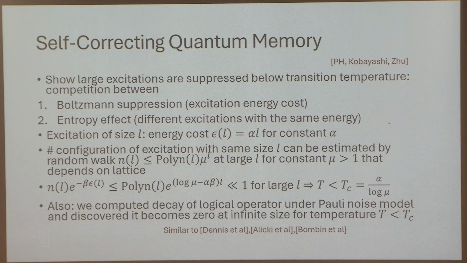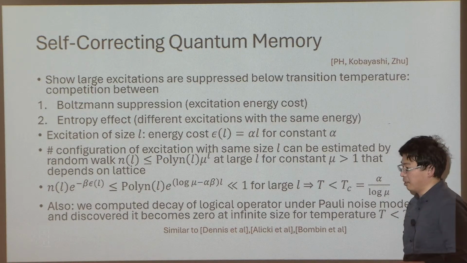And we also explicitly check that if we couple the system to an environment, using the Pauli noise model, and then we compute the decay rate of the logical operator, we find that indeed, if the temperature is below the critical temperature, then the decay rate will go to 0 as the system size goes to infinity. And this discussion is very similar to other computations for the toric model.